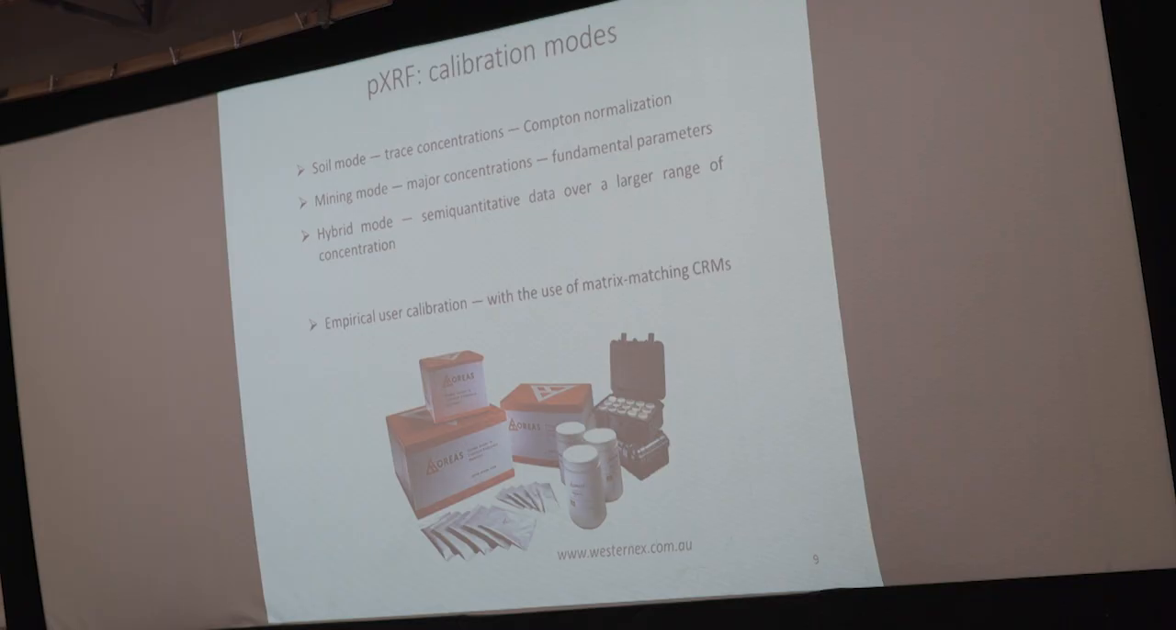On most instruments, there are different calibrations for trace and major concentrations. So soil mode utilizes Compton normalization and is used for trace concentrations. Mining mode is the best approach for high concentrations and for quantification with fundamental parameters. Some instruments have a hybrid mode, which provides semi-quantitative data over a larger range. If both trace and major level concentrations are desired, a change of mode is needed without moving the analyzer between two measurements. This is longer, but it improves accuracy.